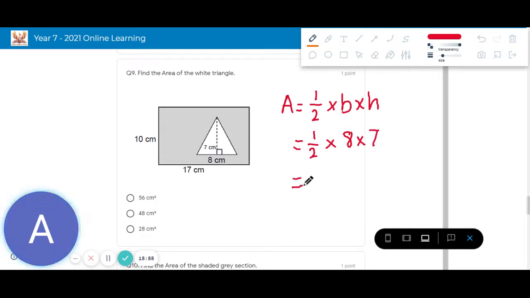Now we can do this on a calculator. A half times 8 times 7 is 28. So our area is 28 square centimetres for the triangle.